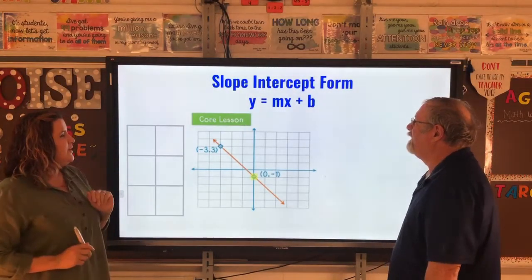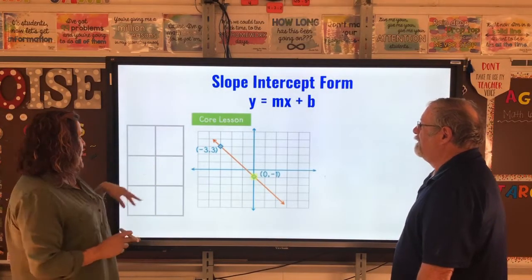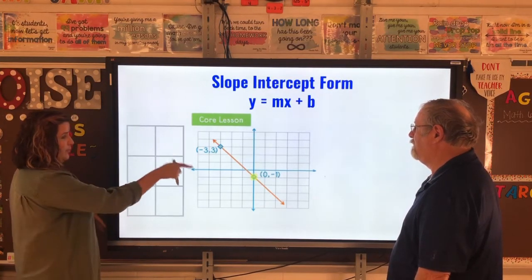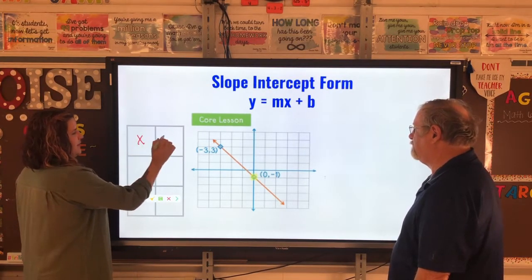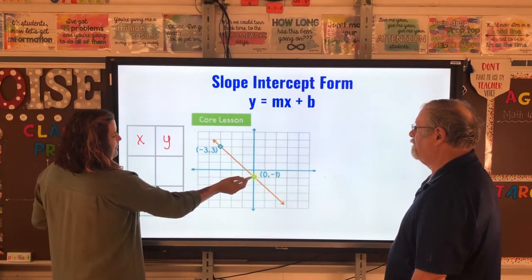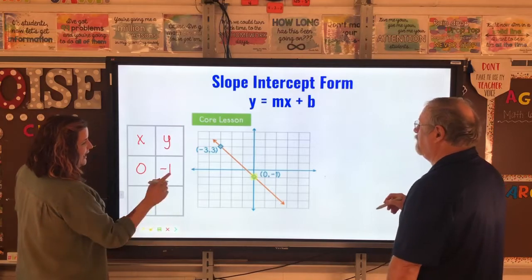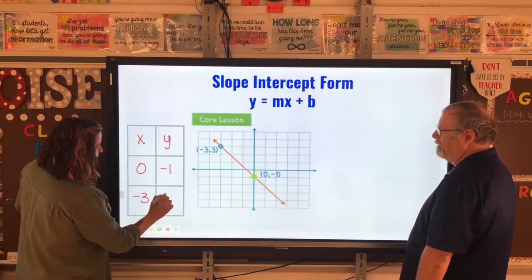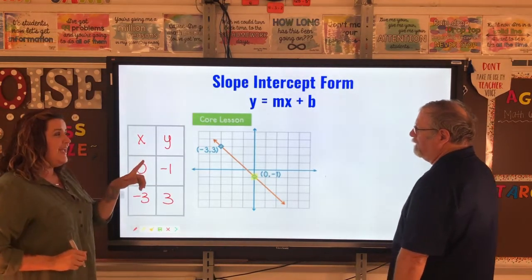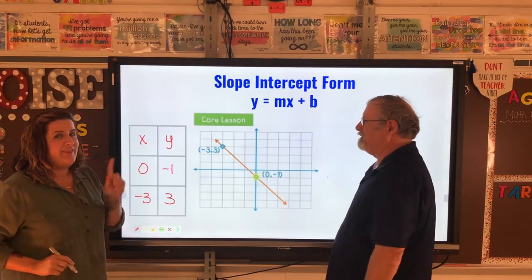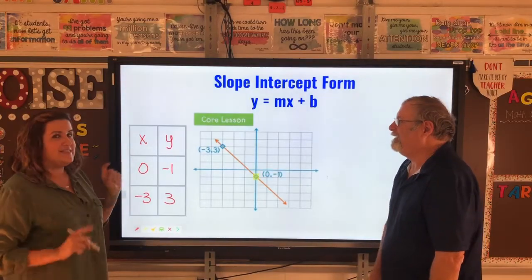All right, so we're going to do another one where we have the graph for us, and we'll make our XY table using the points that are highlighted. So here's my X, here's my Y. I have 0, -1, and I have -3, 3. Should we do this mathematically or should we do our hopping? I like to practice the hopping. I think we should hop because this one's different, right?